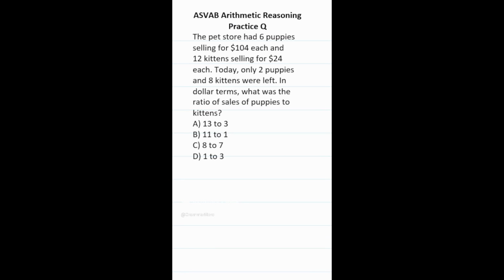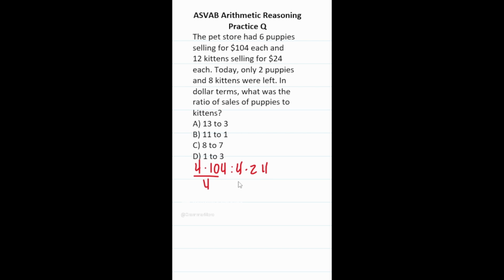For this arithmetic reasoning practice test question, we're comparing the sales of puppies with the sales of kittens using a ratio. Of course, if you read through the problem, you'll figure out that 4 puppies were sold. They cost $104 each, and we're comparing that with the 4 kittens that were sold that cost $24 each.